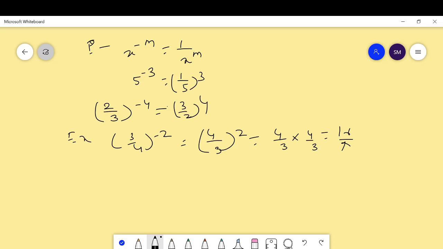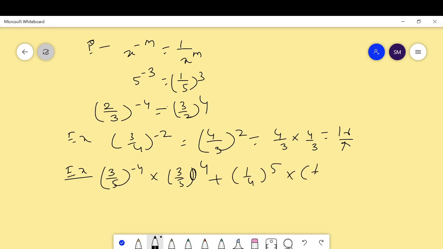Let us simplify some more questions. Let us practice a variety of questions. Here the question says 3 upon 5 to the power minus 4 into 3 upon 5 to the power 4, plus 1 upon 4 to the power 5 into 1 upon 4 to the power minus 5.